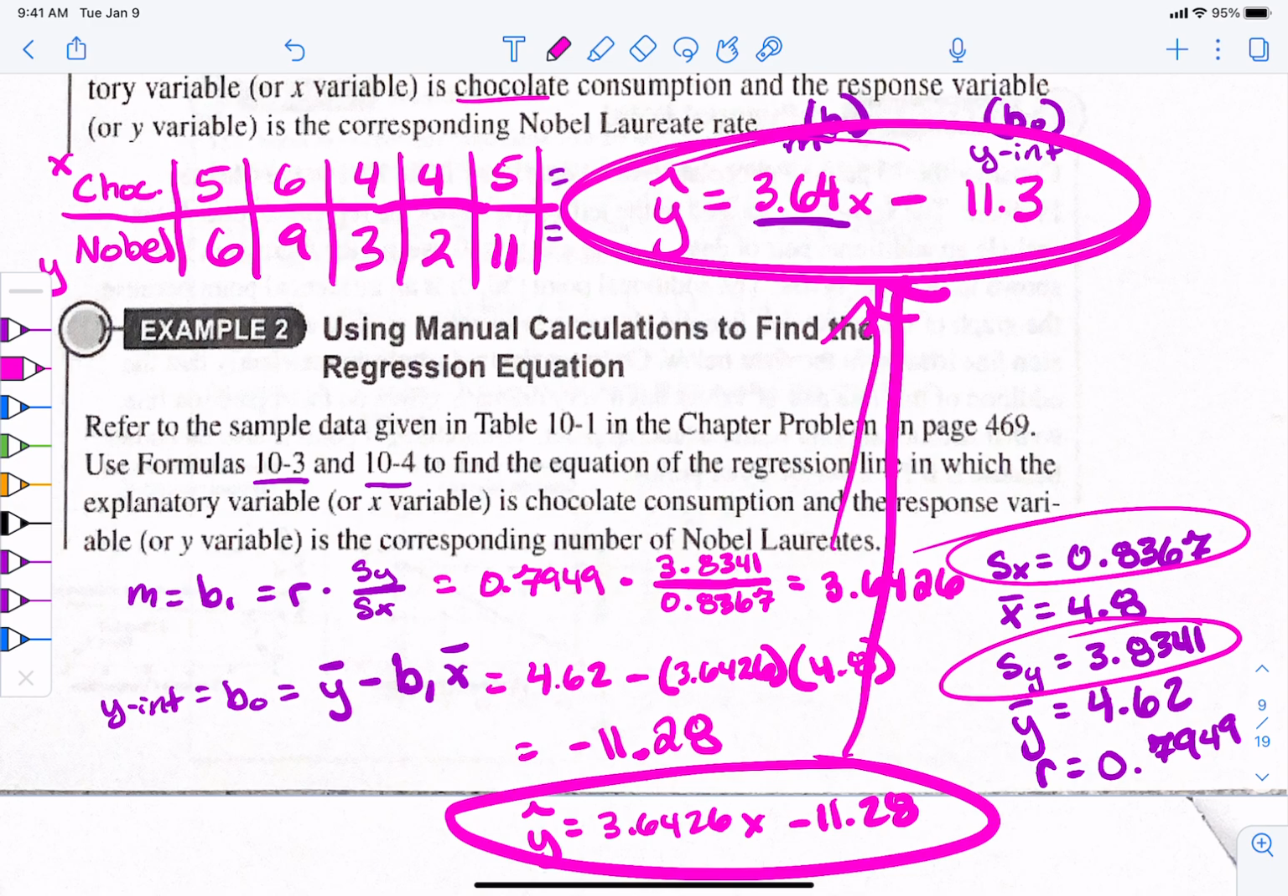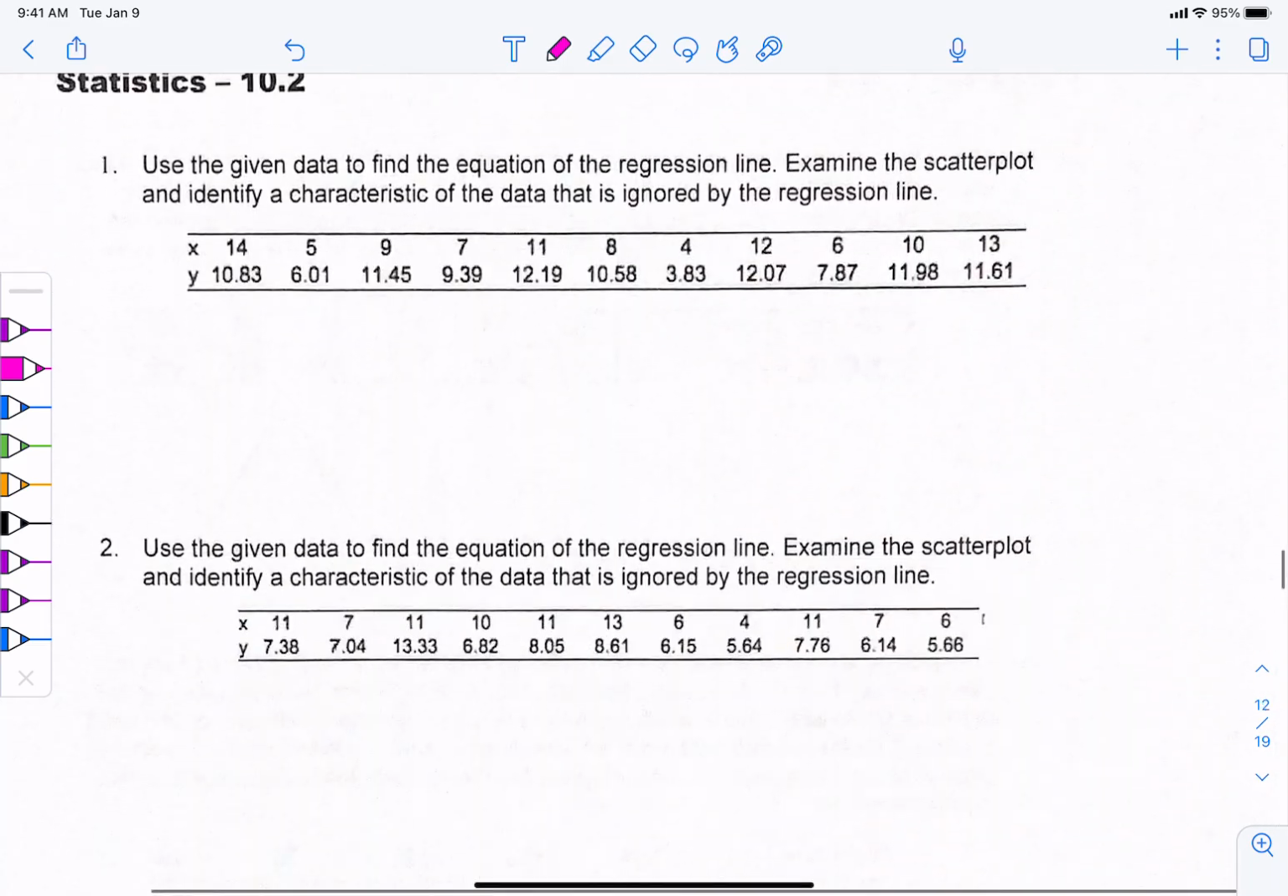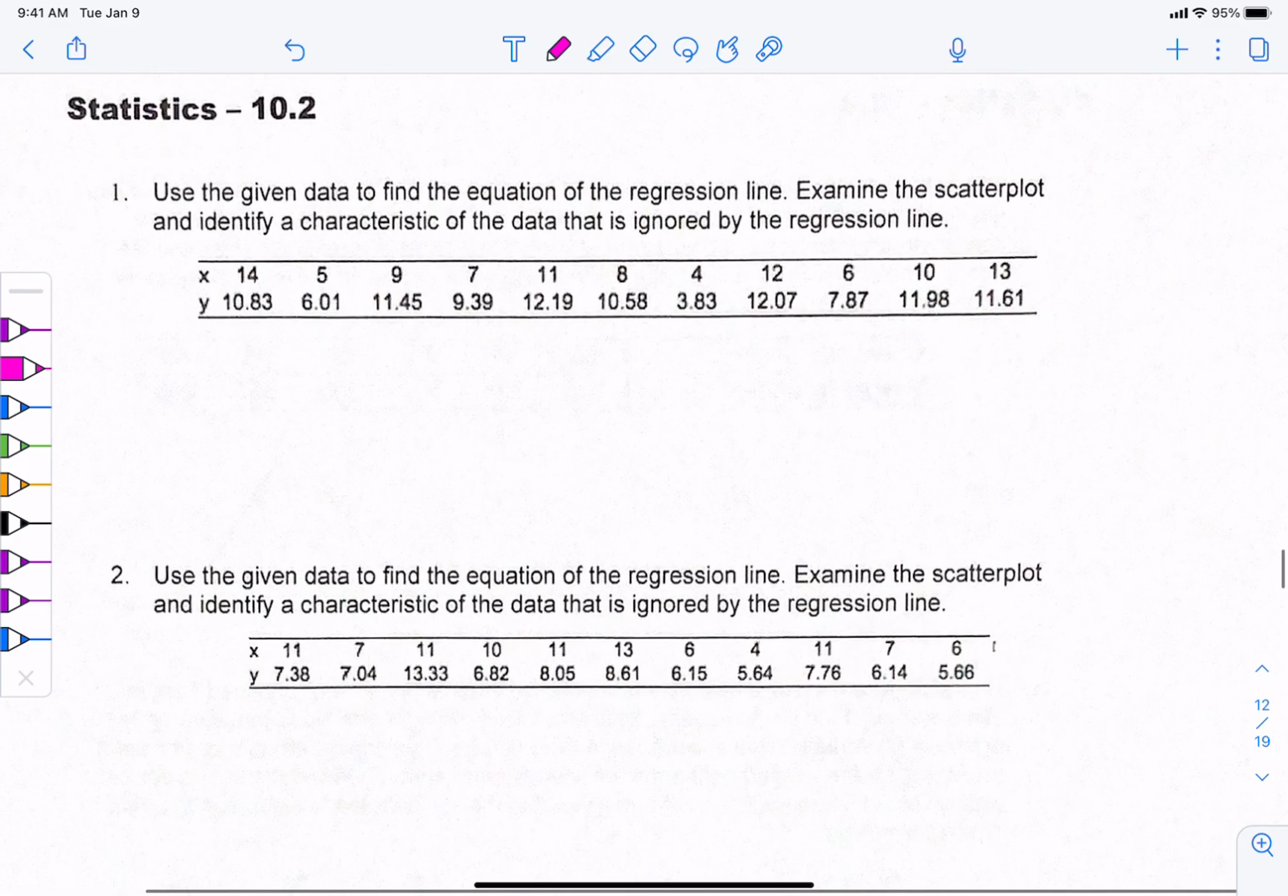Okay, I'm going to give you your 10-2. And then it just cuts down on what you have to do later, right? Okay, 10-2. Let's look at what all you have to do before I give it to you.